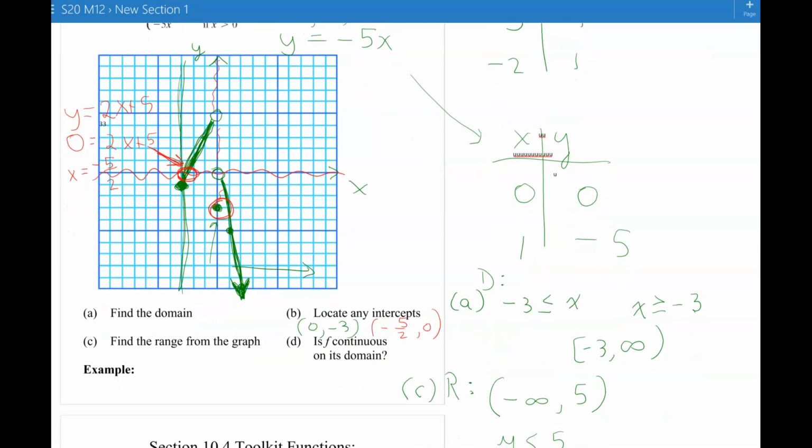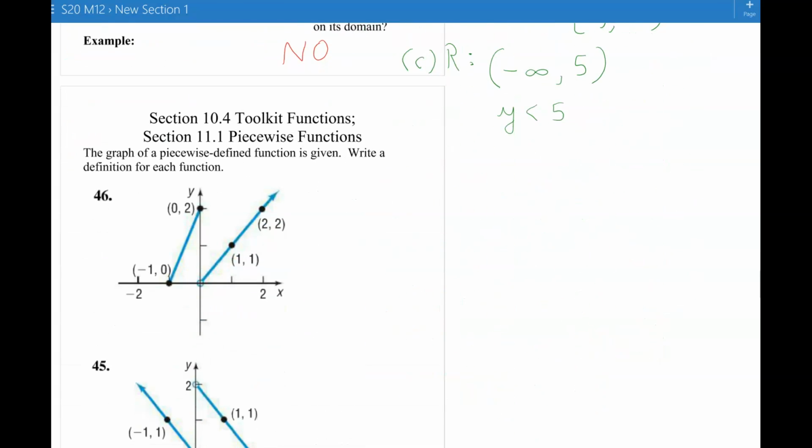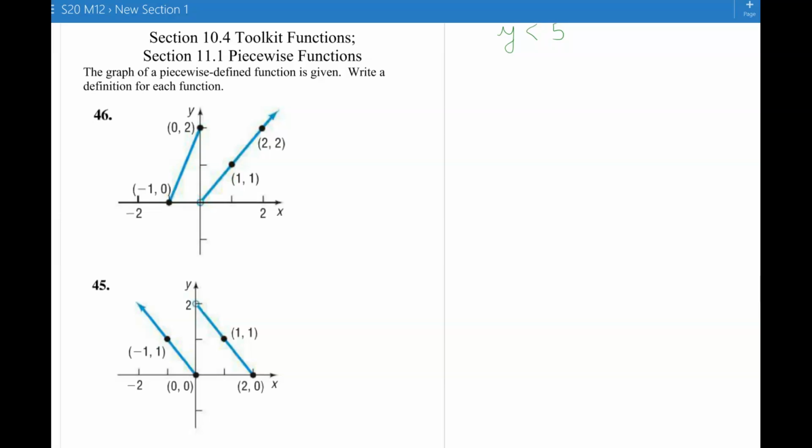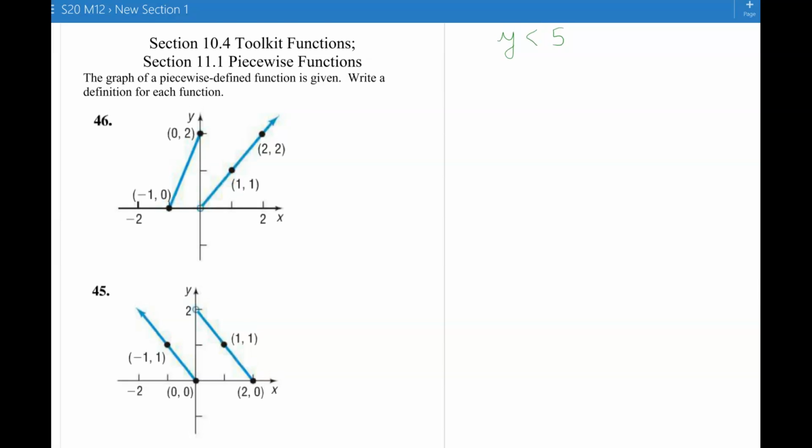And then is f continuous on its domain? Well, no. If you can't draw it without lifting your pencil up, it's not continuous. Okay, so another good one to practice on. So now these last two, these are really, really good practice problems, and I want to take some time with them. So I'm going to break the video again here and continue it in another new video.